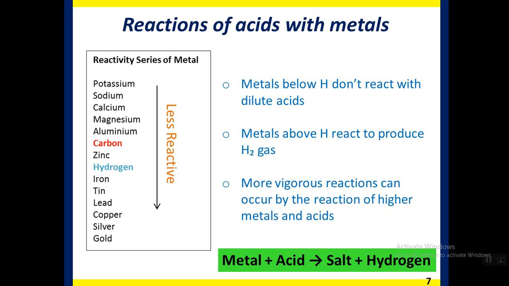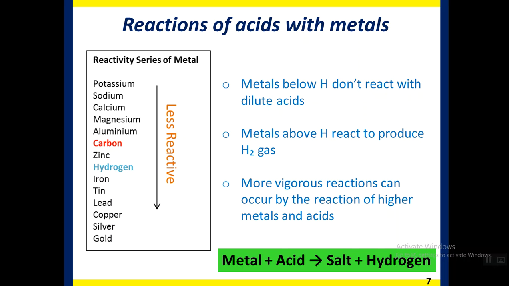So if we consider hydrogen, and also a certain metal, if the position of that metal in the reactivity series is higher than the position of hydrogen, that metal reacts with acids to produce H2 gas, right? If the position of the metal is below the position of hydrogen in the reactivity series, we can identify that the metal does not react with dilute acids.